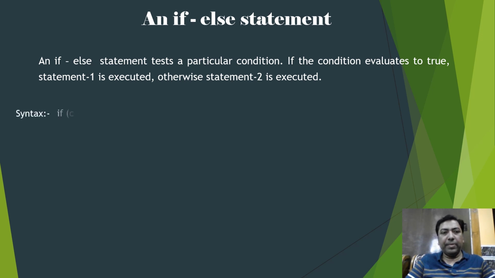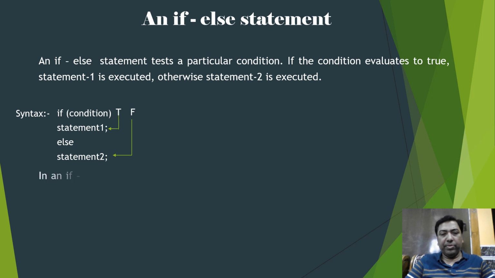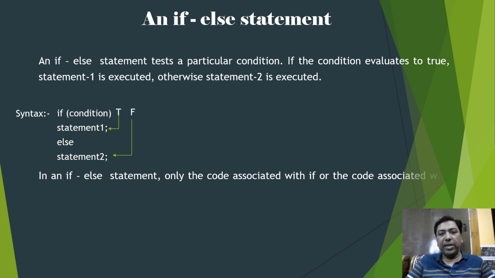Syntax of if else: if condition, statement 1, else statement 2. If the condition is true, statement 1 will execute. If the condition is false, statement 2 executes. In an if else statement, only the code associated with if or else is executed, never both. That means depending on the condition, if the condition is true, the if block will be executed, otherwise the else block is executed, never both. So now let us see with the help of a program.